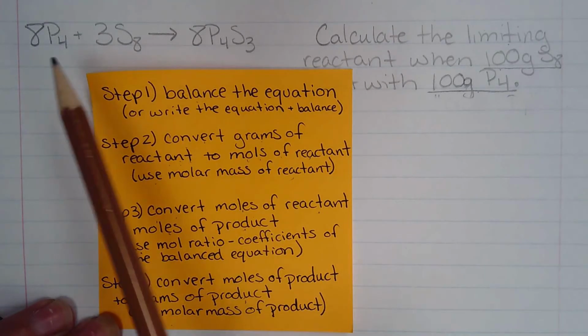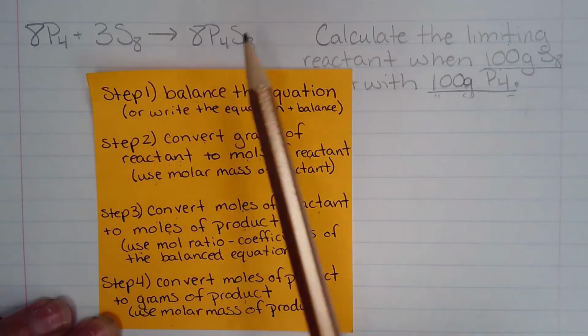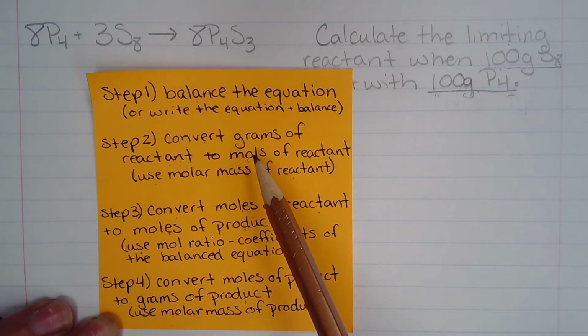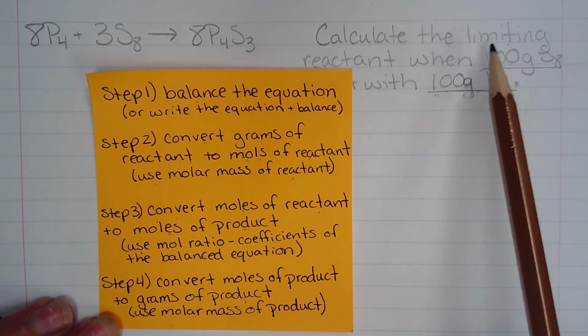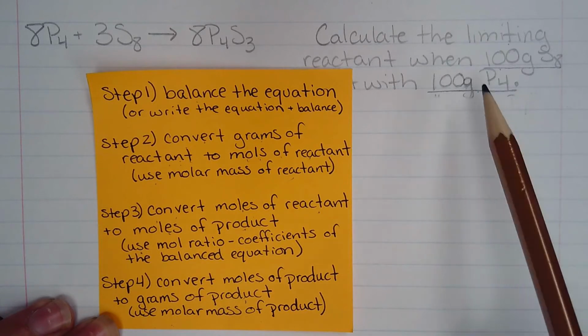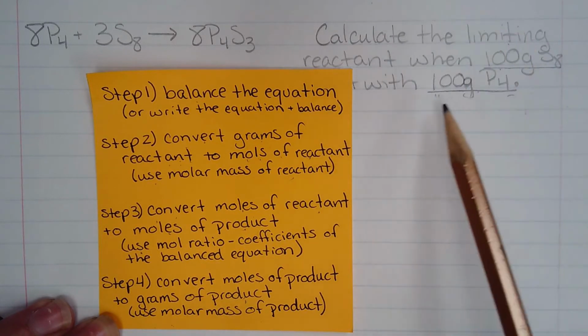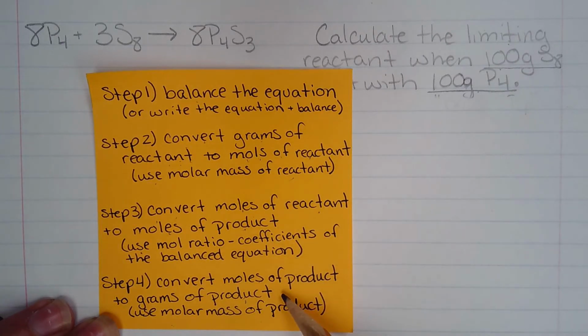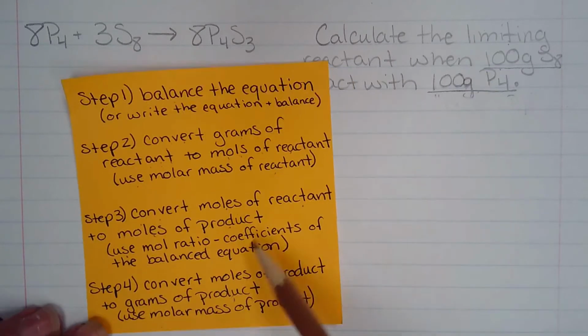In this problem here, it's already balanced for you, so we can skip step 1 and move right on to step 2. In the case of a limiting reactant problem, you actually don't have to do step 4 either. They don't specify that you're looking for moles or grams of product, so we can skip a step and just leave it as moles of reactant to moles of product. So we don't actually have to do step 4.